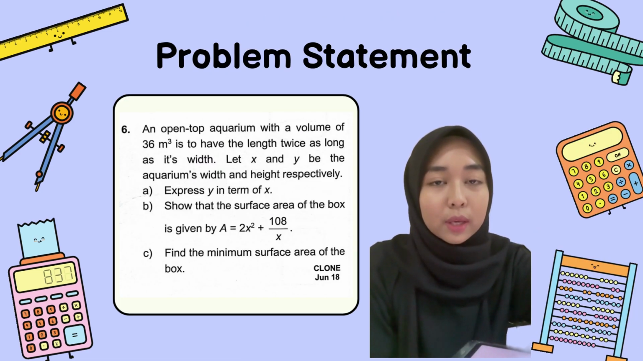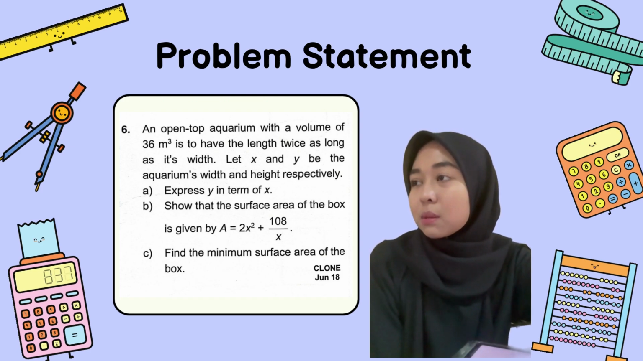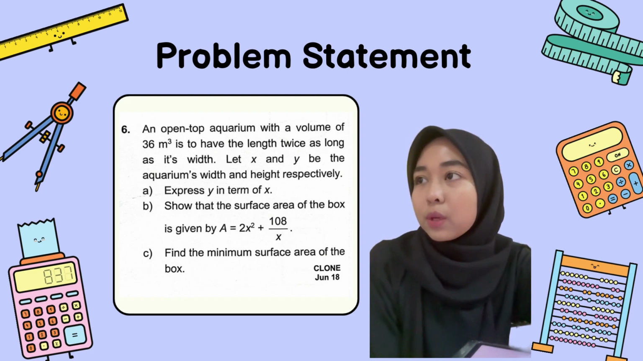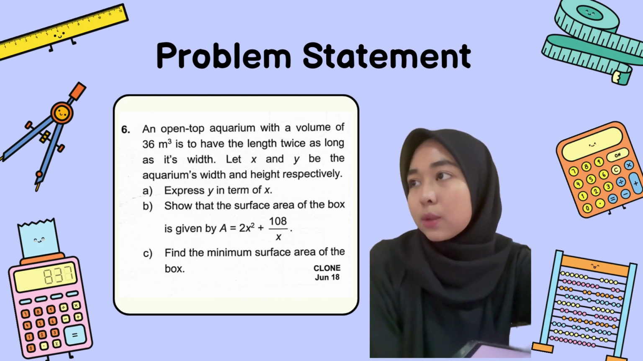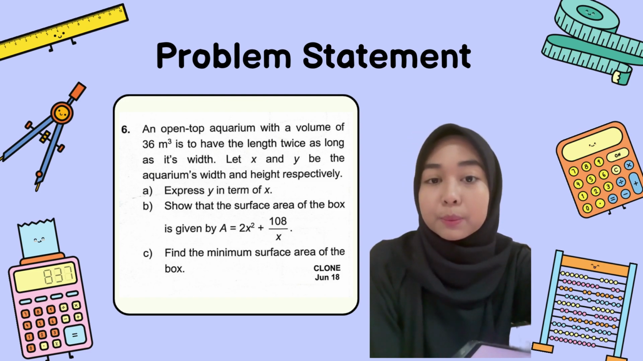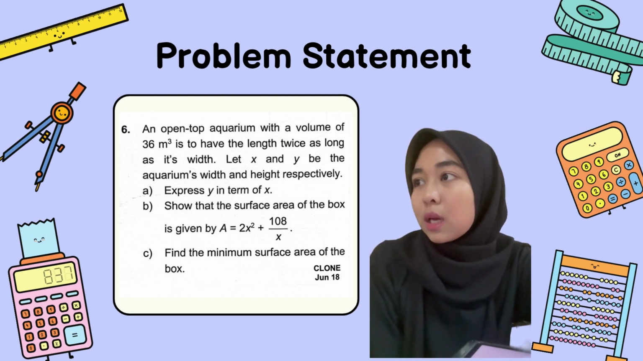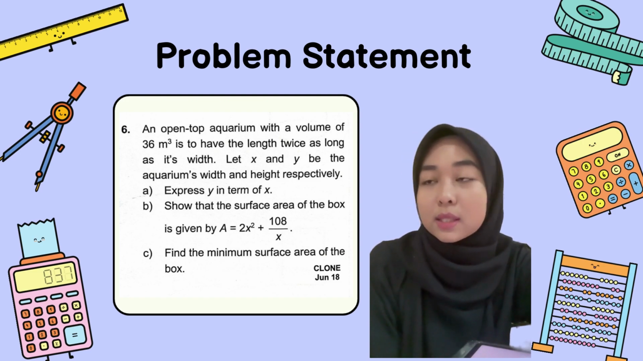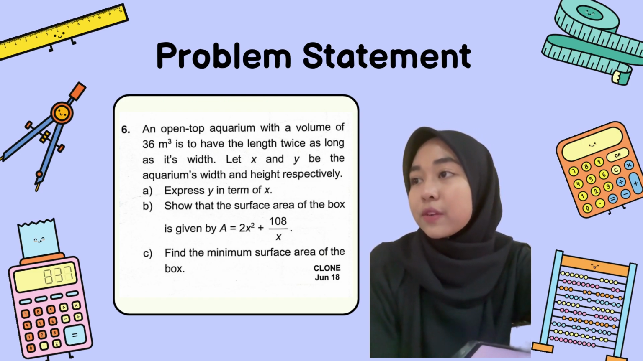So next we're going to look at question number 6. Question number 6 is about an open top aquarium with a volume of 36 meter cube, which is to have the length twice as long as its width. Let x and y be the aquarium's width and height respectively. Question A, we need to express y in terms of x. B, show that the surface area of the box is given by A equals 2x squared plus 108 over x. And C, find the minimum surface area of the box.